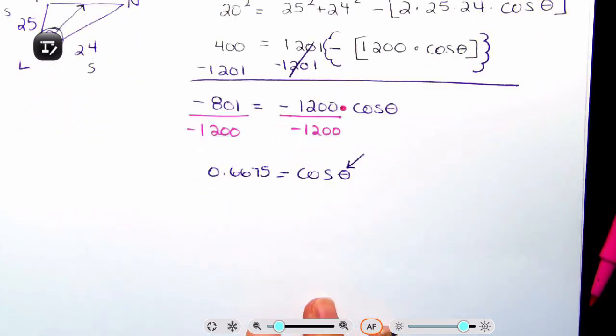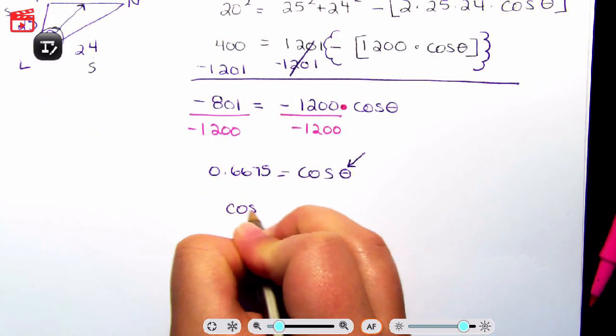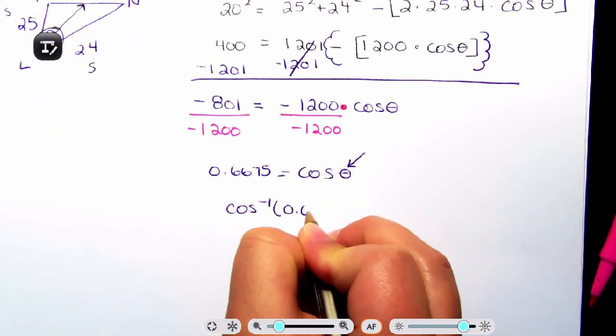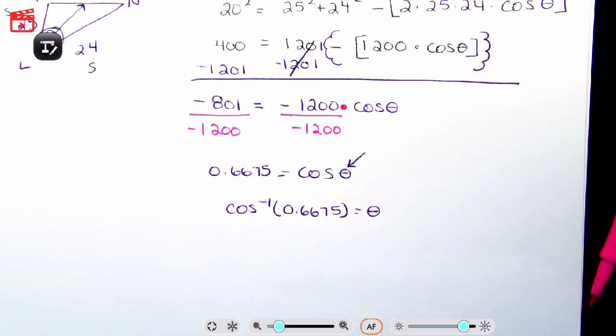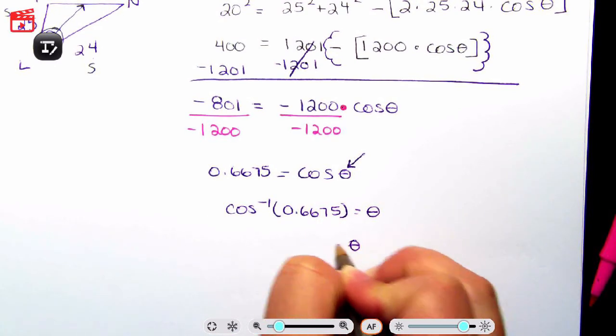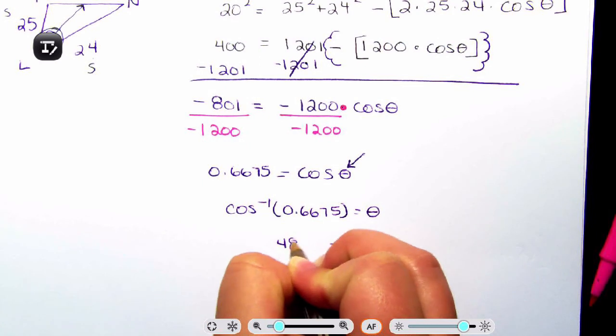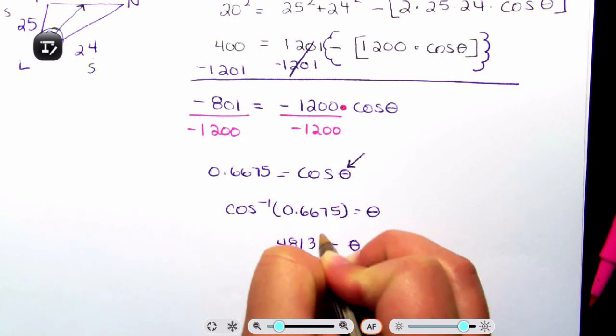We're trying to find the angle. Whenever you're trying to find the angle, use the inverse. So I have the inverse of cosine 0.6675 is equal to theta. Using my calculator, I have my answer to be theta is about 48.13 degrees.